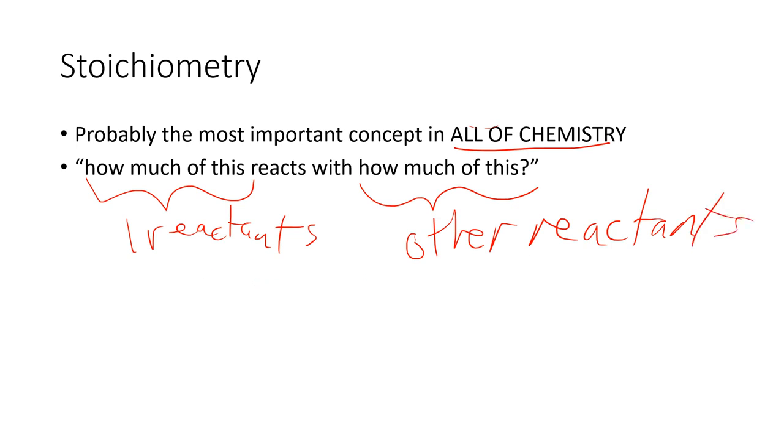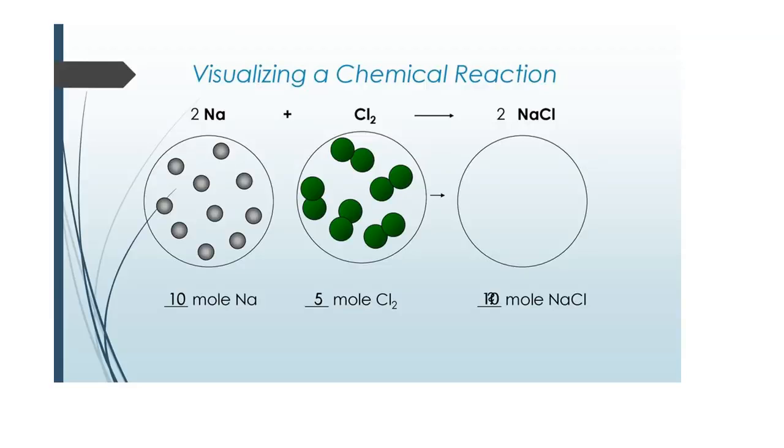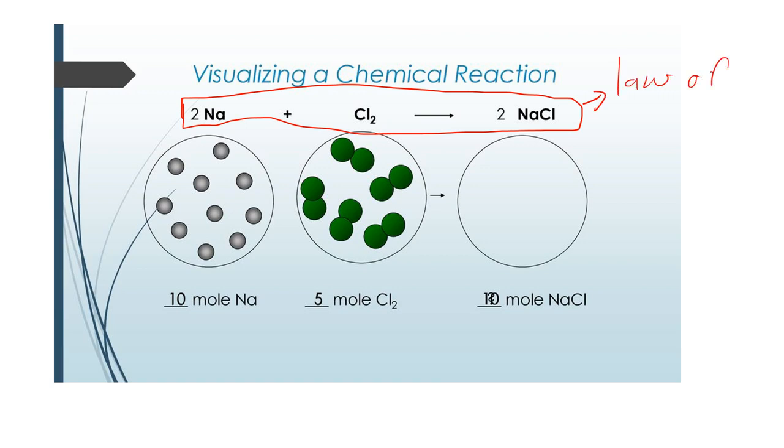The best way to explain this is using an example. Here is a visualized example of a chemical reaction. We can notice that it's balanced because we see coefficients here. 2 sodiums plus Cl2 goes to make 2 NaCl. And really, balancing a chemical equation just follows the law of conservation of mass. The law of conservation of mass states that mass cannot be created or destroyed.